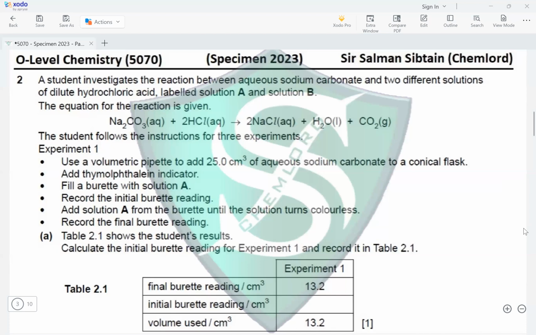Okay, so this table says that the final burette reading is 13.2 and the volume used is 13.2. That means initially the reading must have been set at 0 so that the final reading is equal to the volume used. So we would add here 0.0 since all the readings given in the table are to 1 decimal place.